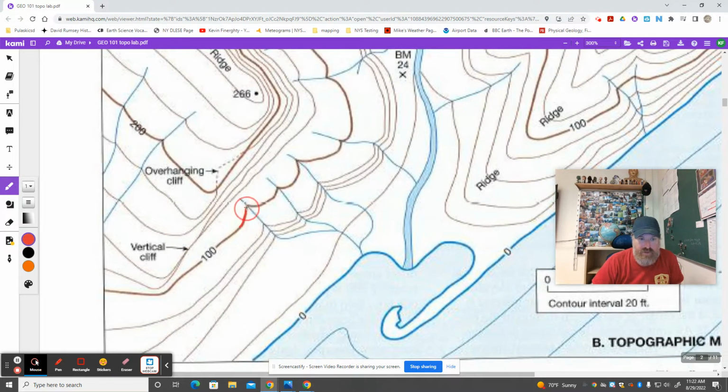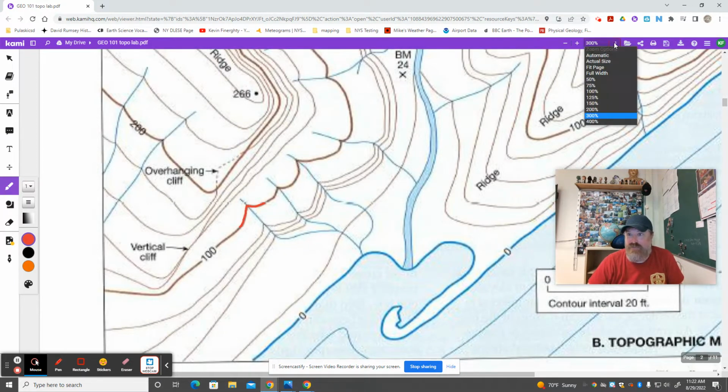We say that the contour line makes a V. Now, the thing with the V is that people in their head want to picture this as an arrow because it looks like an arrow. It's not an arrow. It doesn't show you where the water flows with that V. It actually shows you where uphill is.